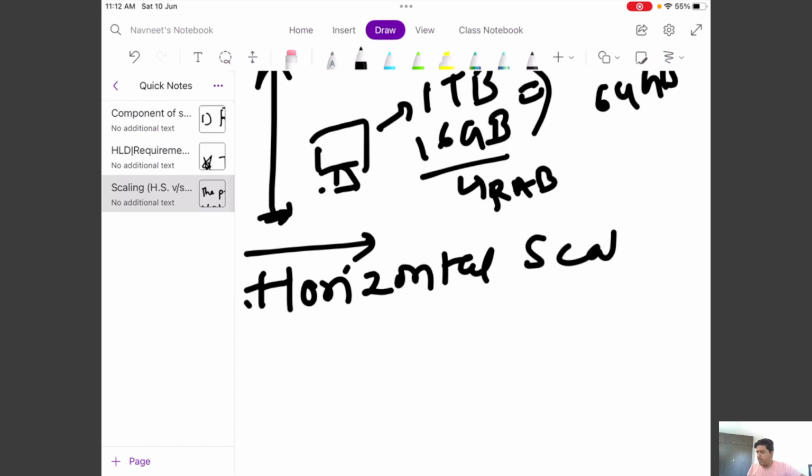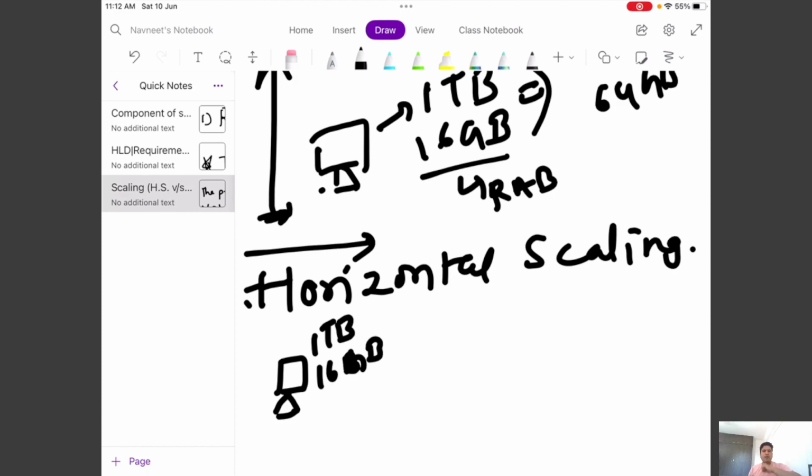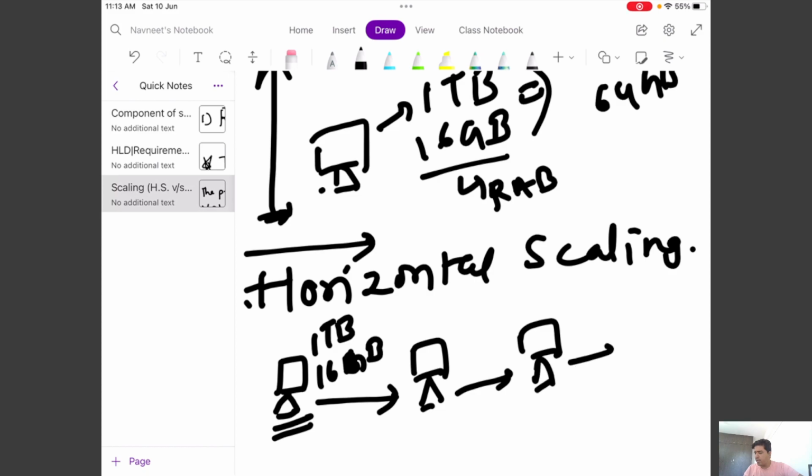Horizontal scaling. Now suppose you have one system which has a 1 TB HDD and 16 GB of RAM. Now if you want to scale horizontally, you need not worry about this particular system; no need to scale this. What you will do is connect another system with the same kind of configuration in the network, and if you need more, you can connect more, and again more.